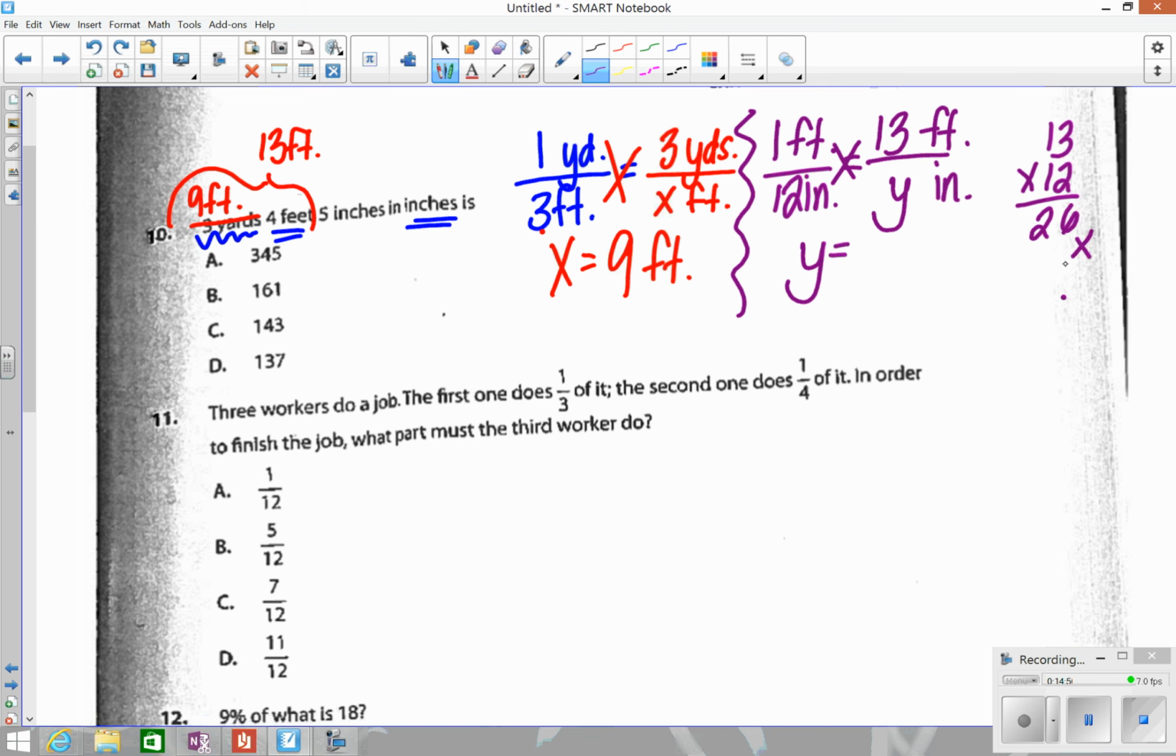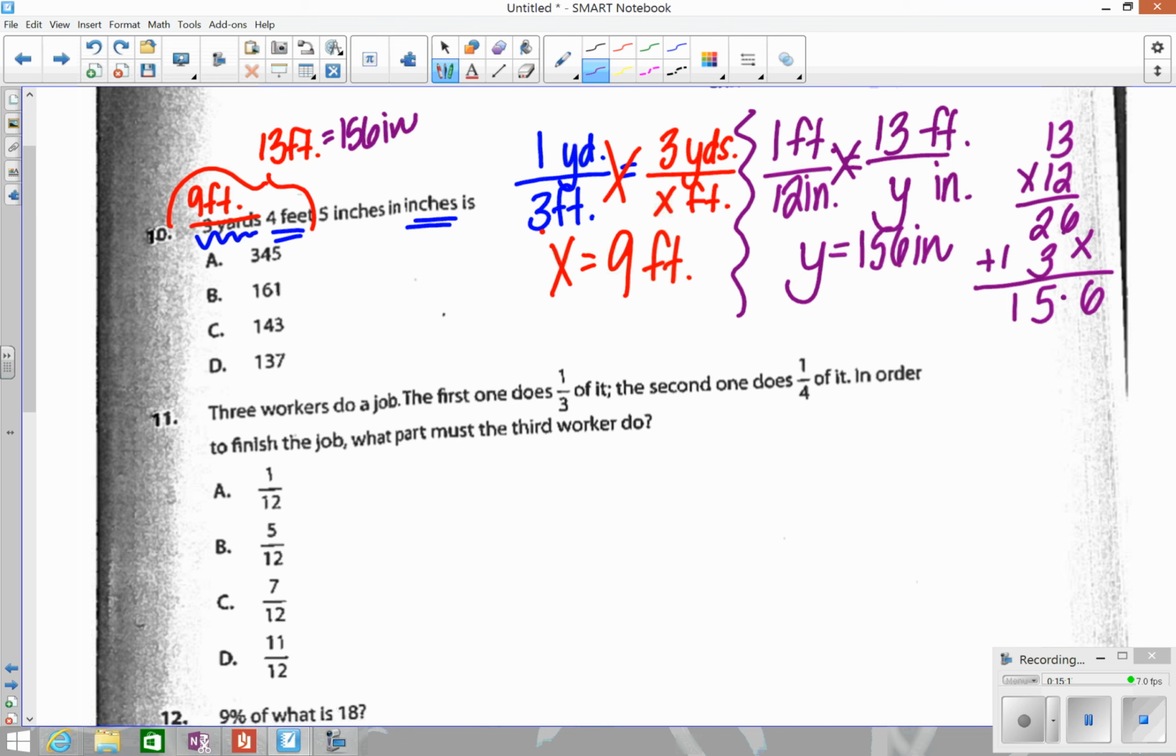Move the placeholder. So we have 1 times 3 is 3, 1 times 1 is 1, and then you add these, so we get 6, 5, and 1. So 156 inches. So then I know that this 13 feet is equal to 156 inches.